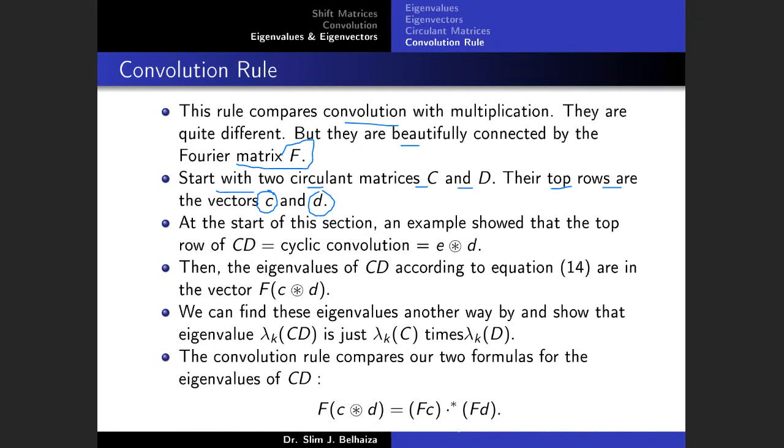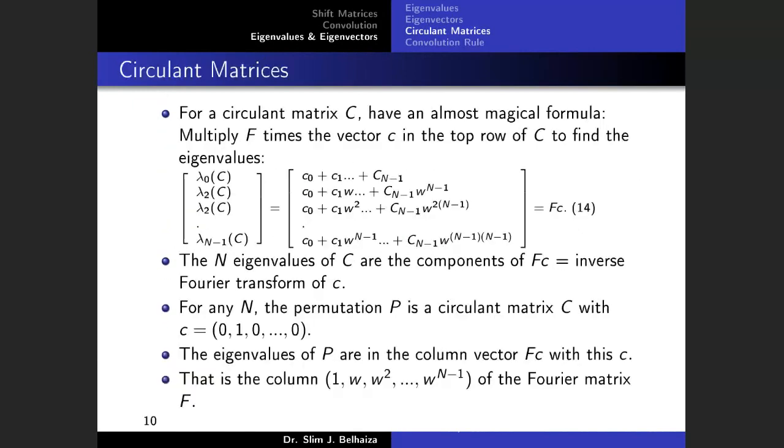At the start of this section, we showed with an example that the top row of CD gives a cyclic convolution, equal to C times D with the cyclic convolution, or what we call the cyclic asterisk. Then the eigenvalues of CD, according to equation 14. And what is equation 14? We saw it just a little before, the one that allowed us to find the eigenvalues of the circulant matrix.